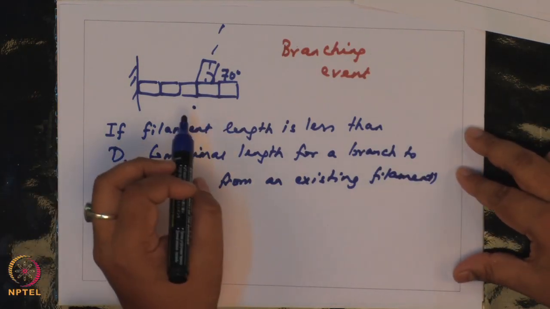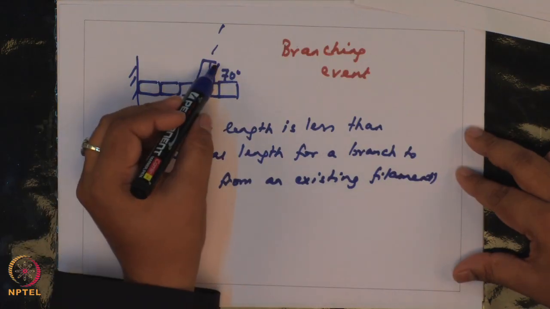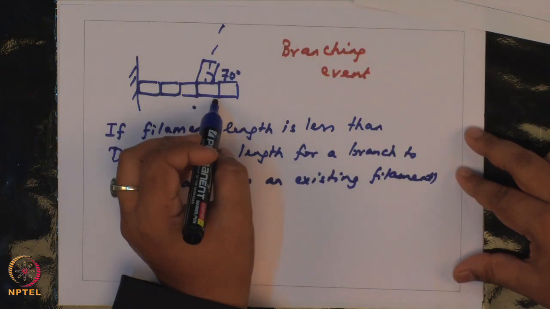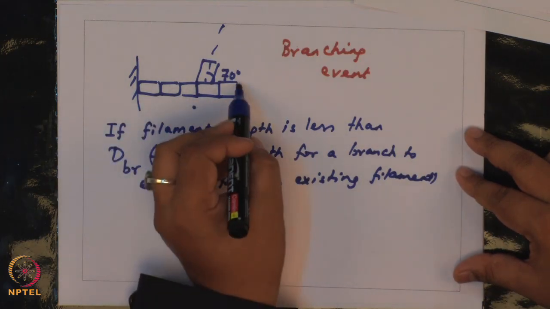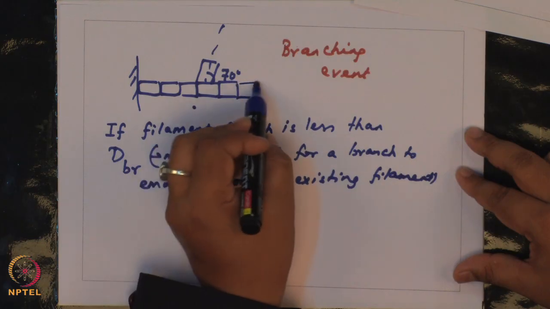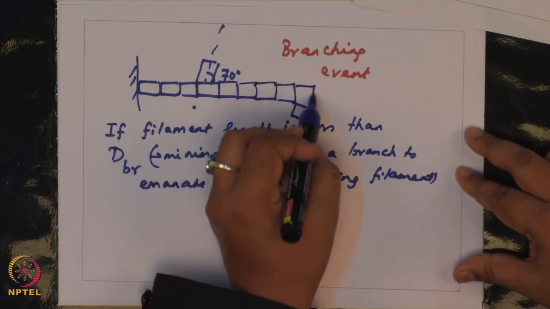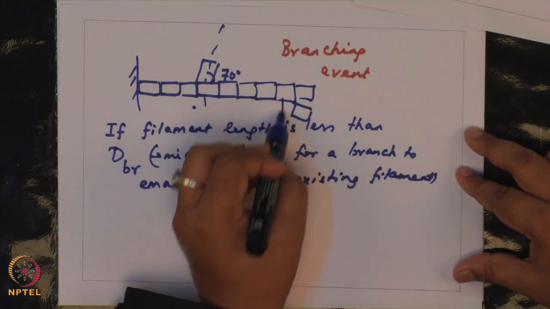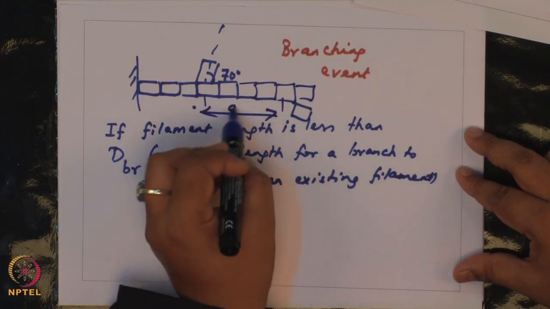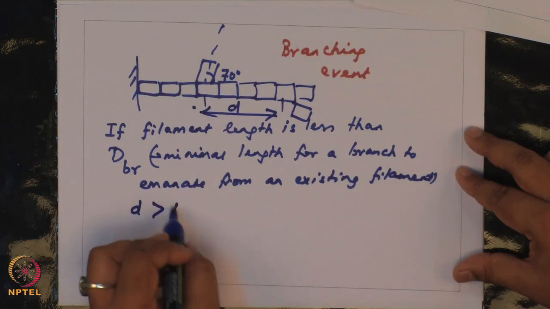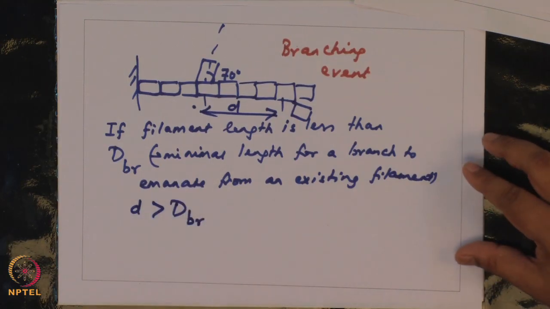What it also ensures is, once you have this filament branch, this becomes a new filament from here onwards. So, for another branching event to occur, let us say you have another branching event occurring from here, then this distance d has to be greater than dBr. So, dBr is also the minimum distance between 2 branching points. So, this is what you can have.